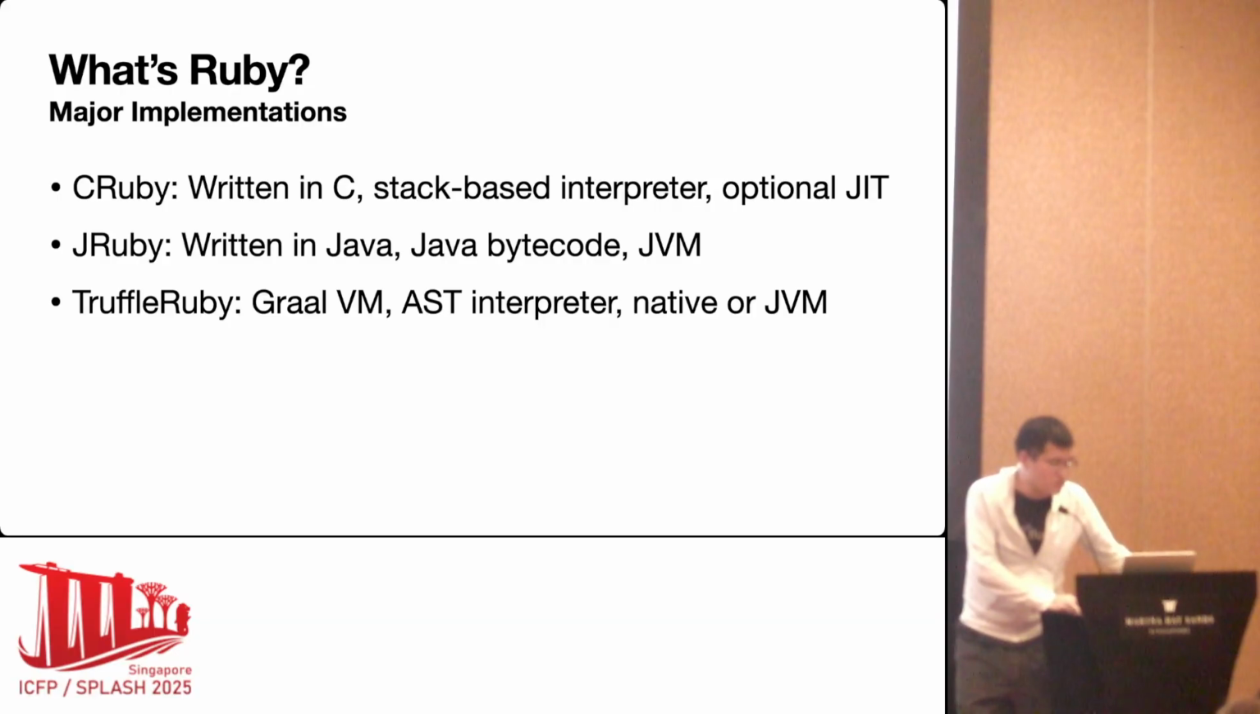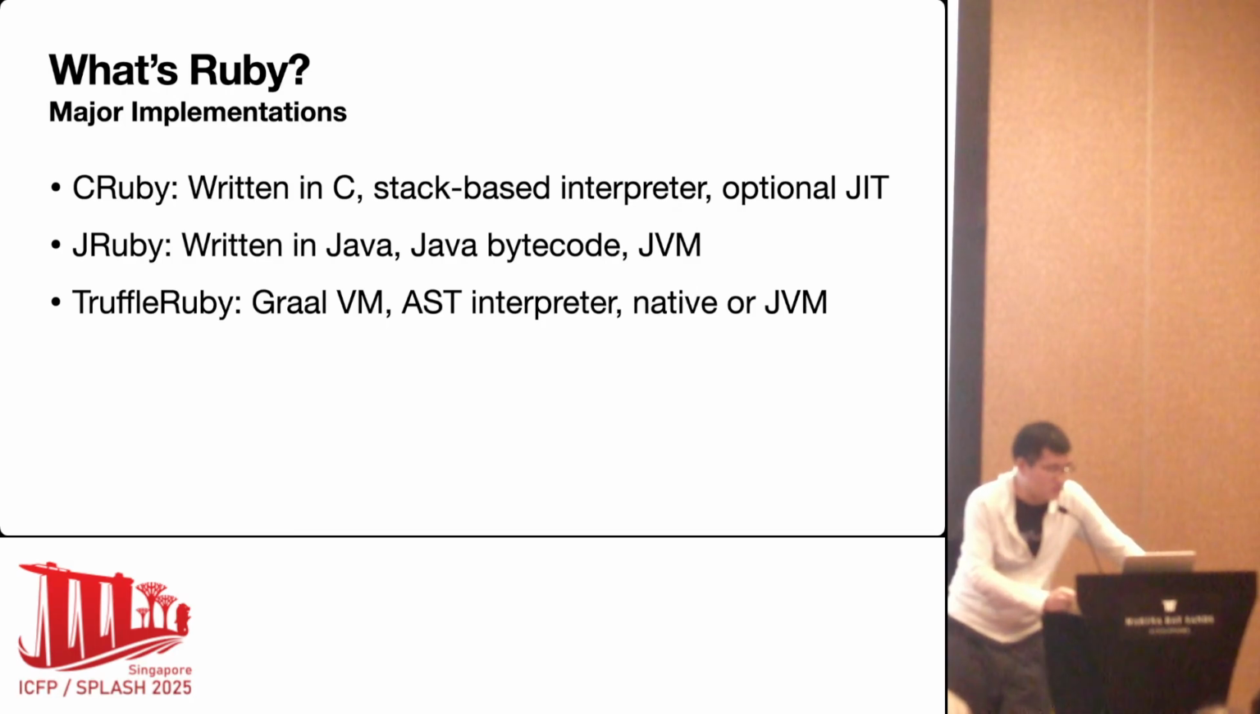Another thing is JRuby. So JRuby, the J suggests that it's a JVM-based implementation. The Ruby source code is parsed into the bytecode for the Java virtual machine. And because the JVM has a JIT, it can JIT the bytecode.